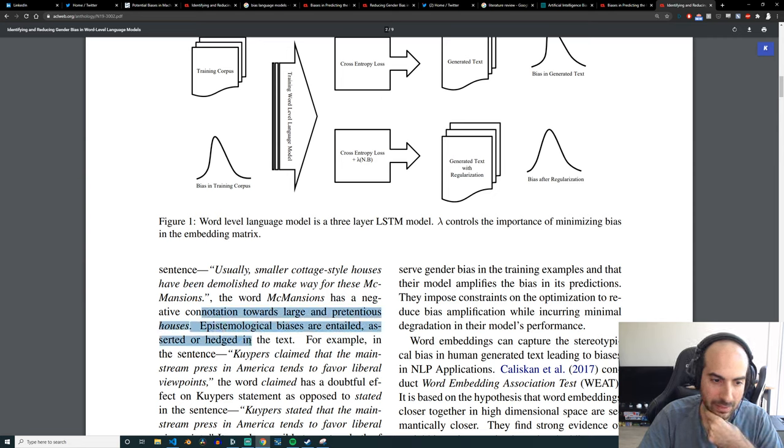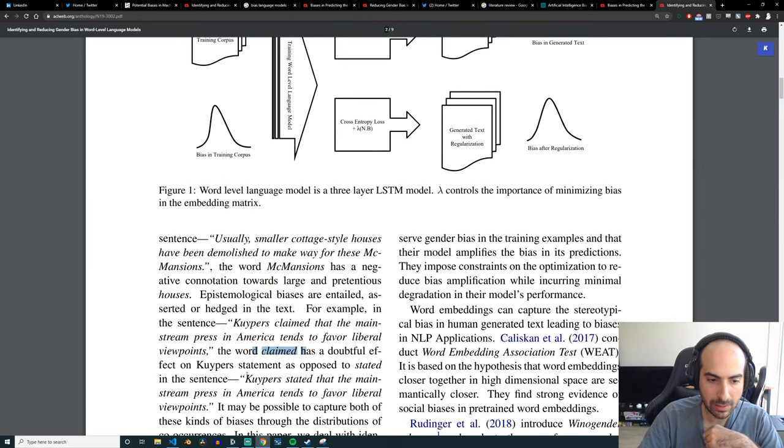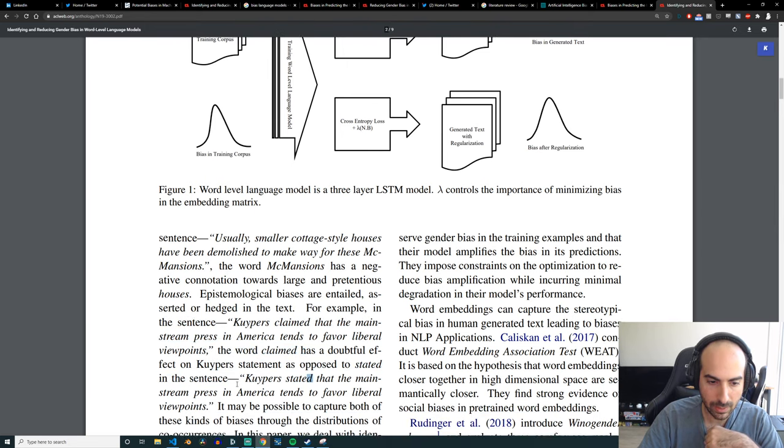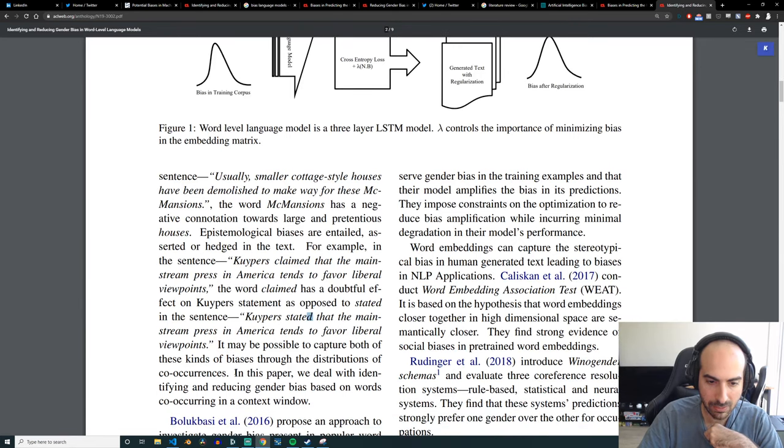Epistemological biases are entailed as asserted or hedged in the text. For example, in the sentence, "Kuppers claim that the mainstream press in America tends to favor liberal viewpoints," "claim" casts a doubtful effect on Kuppers' statement. It may be possible to capture both of these kinds of biases through distribution.